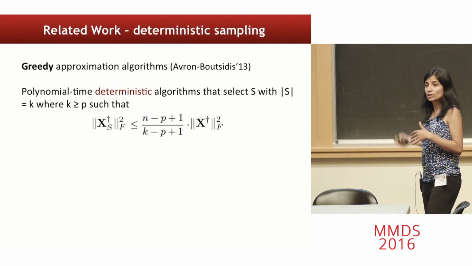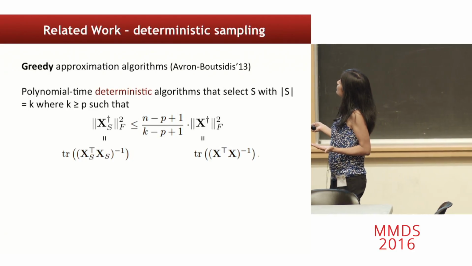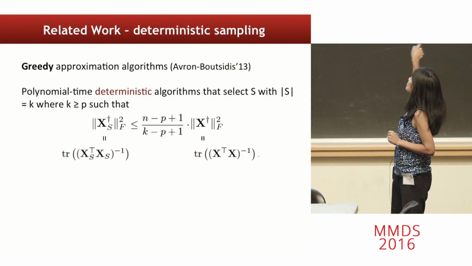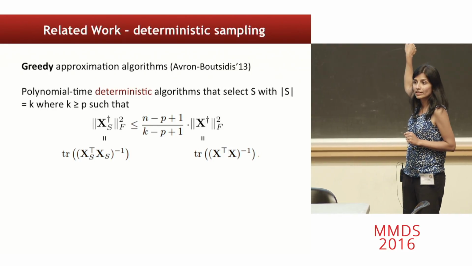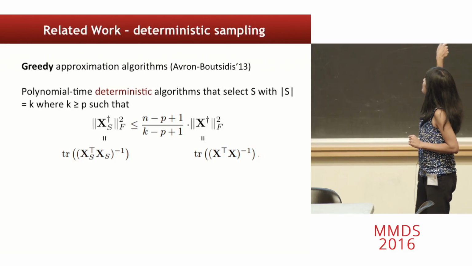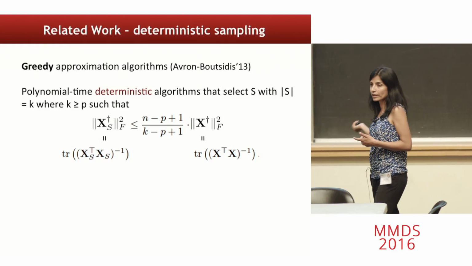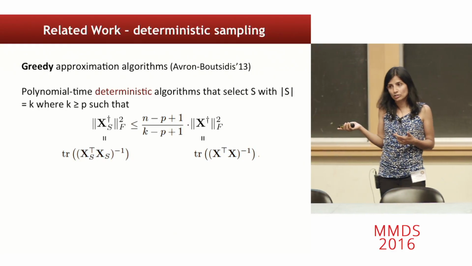Right? So you can think of it as n over k times the Frobenius norm as if you observe the whole matrix. So they were interested in this problem, but it's very easy to realize that these Frobenius norms are nothing but related to the objective I just mentioned. In fact, the Frobenius norm of X pseudo-inverse squared is precisely the trace of (X transpose X) inverse. And similarly over here, so you see that you directly get a solution for the linear regression problem.